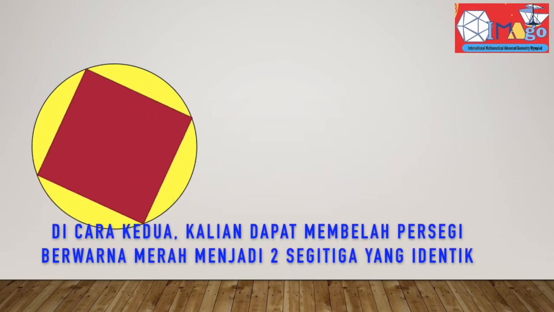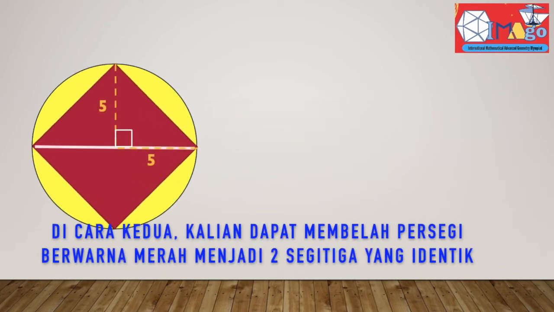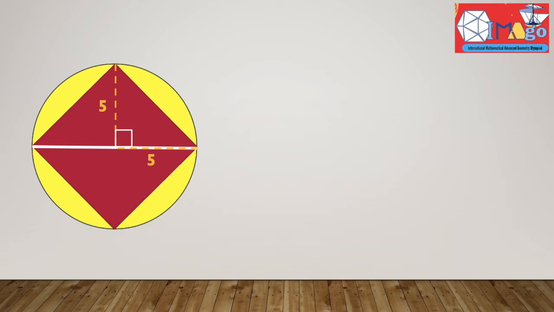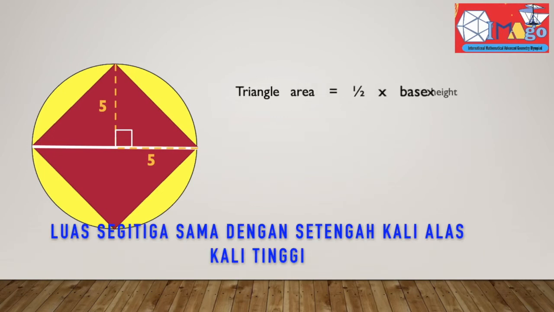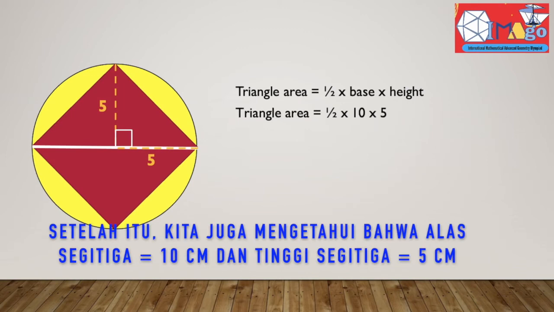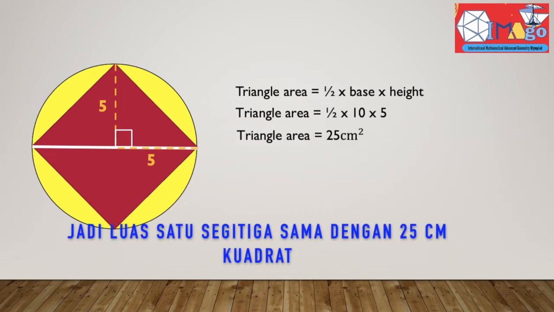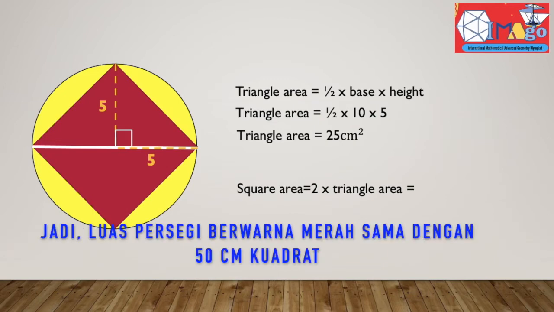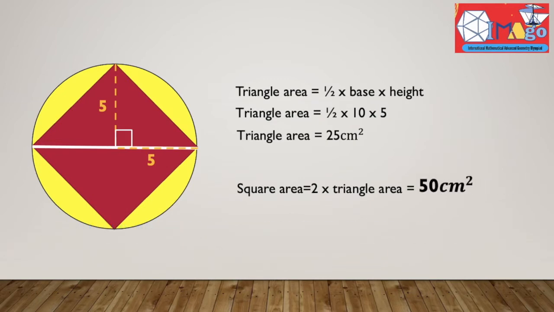In the second method, you can split the square into two identical triangles. And now, you can find the area of one triangle to find the whole area of the square. The triangle area is equal to half times base times height. Furthermore, we also note that the base is 10 cm and the height is 5 cm. Therefore, the area of one triangle is equal to 25 cm squared. Since the area of the square is equal to twice the area of the triangle, hence the area of the square is 50 cm squared.